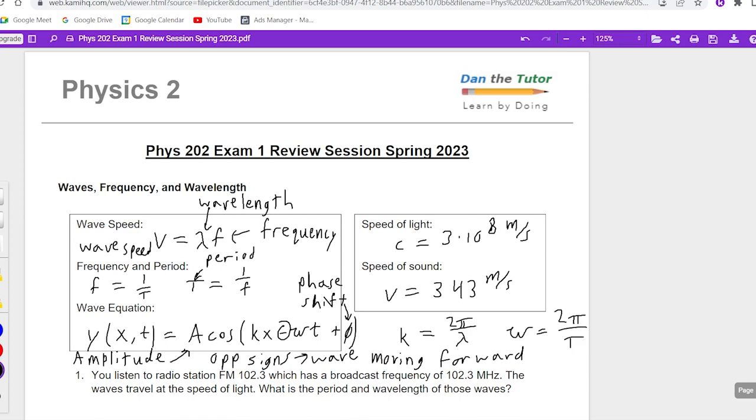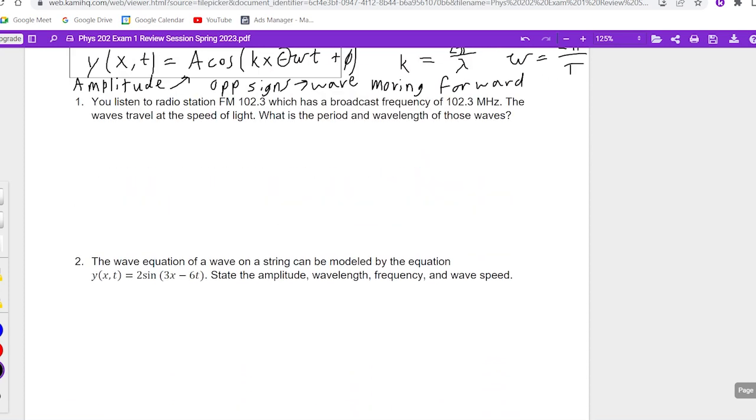Okay, then I'm going to move on to the first question. Question 1. You listen to radio station FM 102.3, which has a broadcast frequency of 102.3 megahertz. The waves travel at the speed of light, which we know is 3 times 10 to the 8th. What is the period and wavelength of those waves?